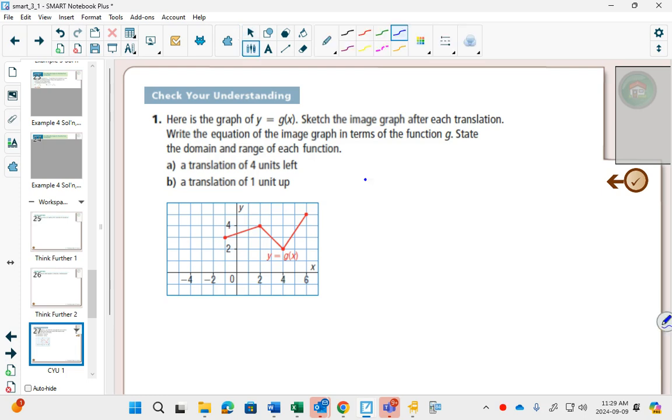So I'm going to do it in blue. We want to go 4 units to the left. Take this point, 1, 2, 3, 4. 1, 2, 3, 4. And connect the dots. And we've got our graph. And this might happen to you on questions on quizzes and tests as well.